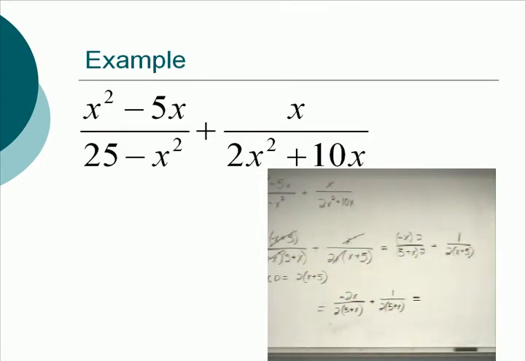Well, now we're in business. We can go ahead and combine them now. We've got a common denominator. So we end up with negative 2x plus 1 over 2 times 5 plus x. Now, if there's any factoring that we could do, we would do it to make sure that there's no canceling. But there's no factoring here. That's factored. We're done. End of the story.